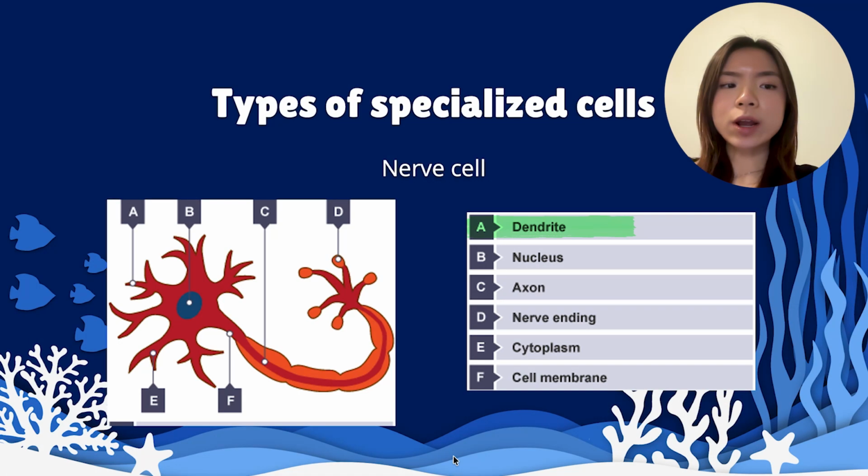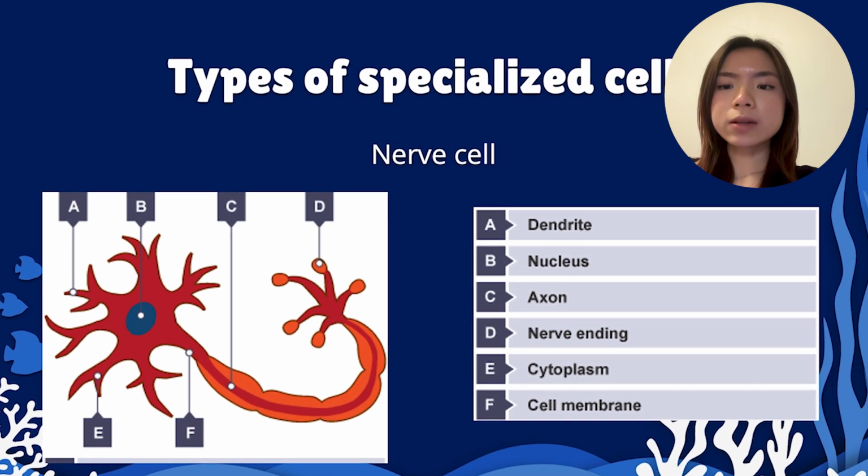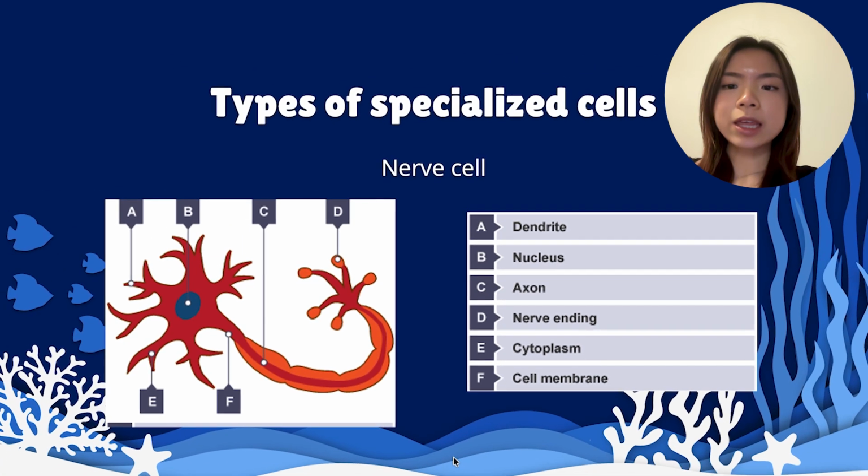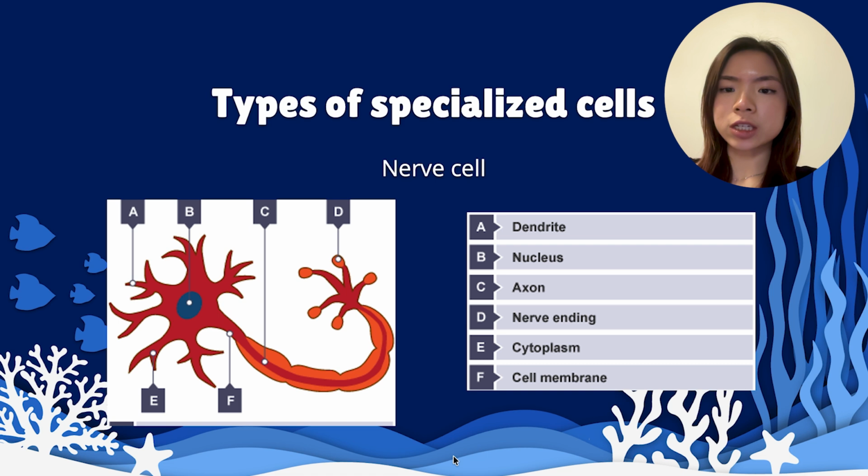Okay, so for A, we have the dendrite, B points to the nucleus, C is the axon, D is the nerve ending, E is the red inside bit. I know the label might look a bit confusing, but E is the cytoplasm, and then F is the cell membrane. So nerve cells are specialized cells which help to carry electrical impulses around the body of an animal. And they provide a rapid communication system between different parts of the body.